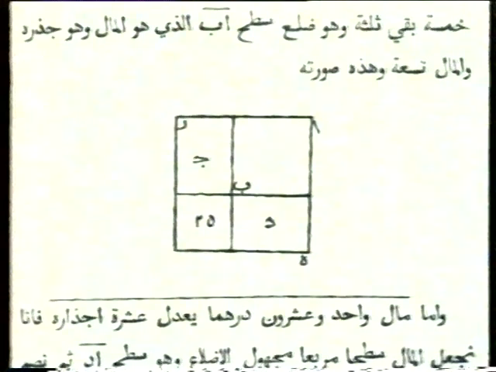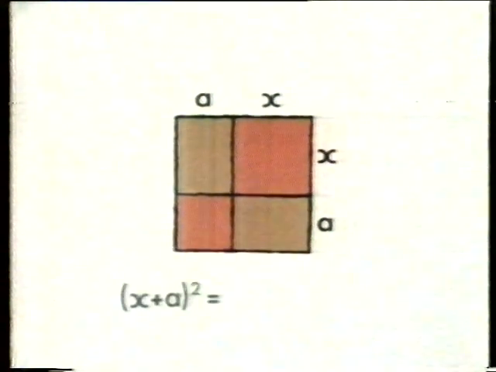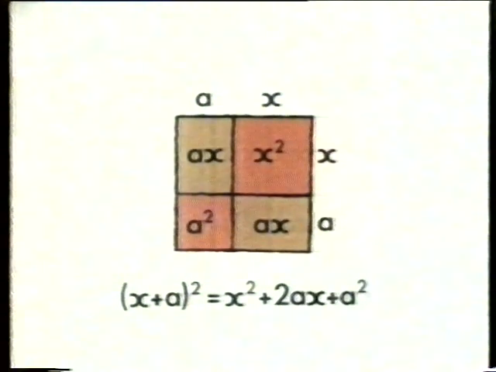It's a large square with sides x plus a and x plus a. It's divided into two smaller squares and two equal rectangles. And this is the way he formulates and proves our equation x plus a squared equals x squared plus 2ax plus a squared.